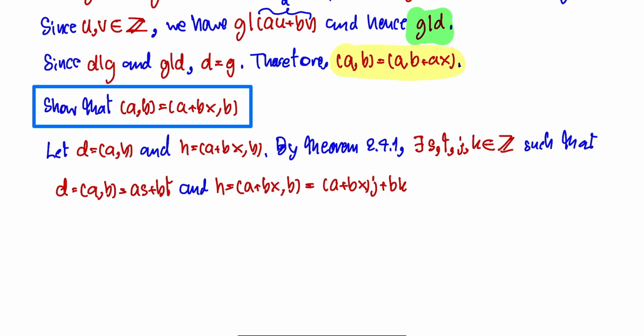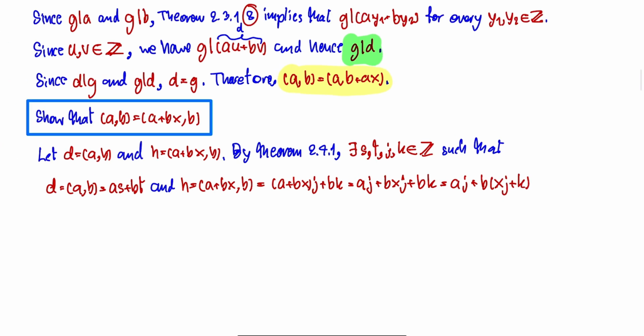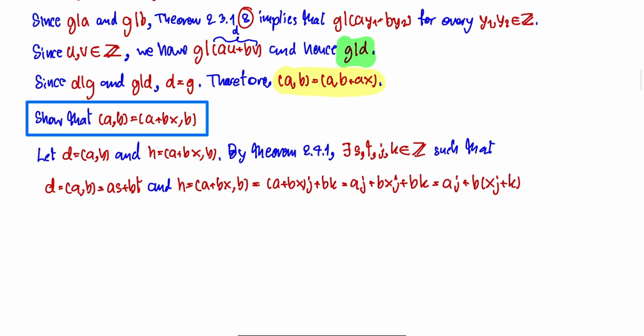So what do we have here? We can have AJ plus BXJ plus BK, which is AJ plus what? B times X, give me a second, XJ plus K. Okay, let's continue.